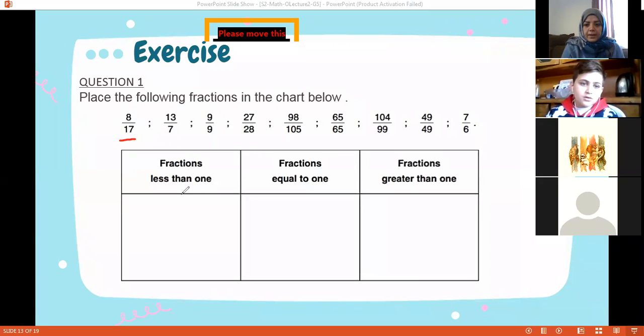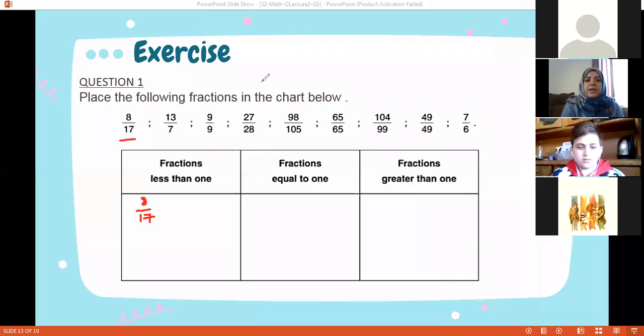8/17. Less than 1. Very good. This fraction is less than 1 because the numerator is less than the denominator. Yalla Ibrahim. 13/7. Greater than 1. Very good. It's greater than 1 because the numerator is greater than the denominator. Very good, Ibrahim.